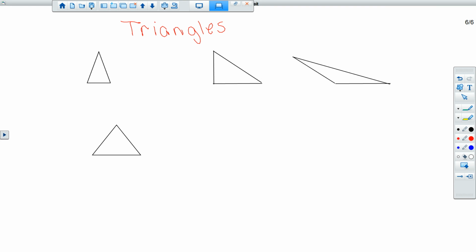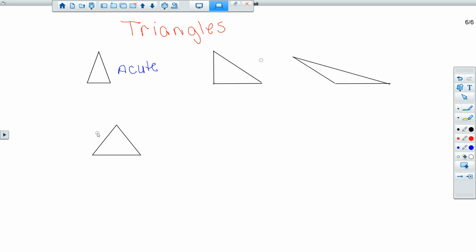Triangles. Yesterday we talked about angles. Today we want to take a look at triangles and what that really does entail. So let's come over here. We're going to go to this one right here. You'll notice that all these angles are smaller than 90 degrees. So this one here is going to be an acute triangle.